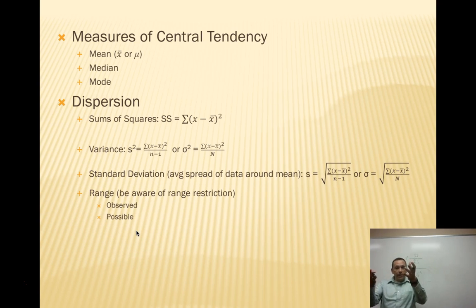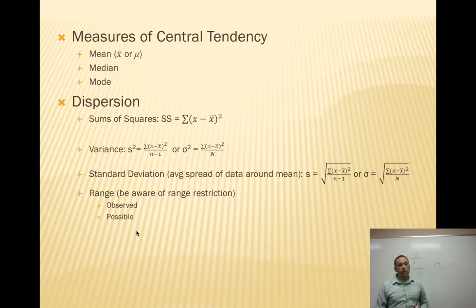However, if we took a sample of high school students, our observed range would be the actual range of scores from our students. So let's say we took a sample of 100 students, and our lowest ACT score from our sample was 14, and our highest was 35, then our range is 14 to 35, our observed range.